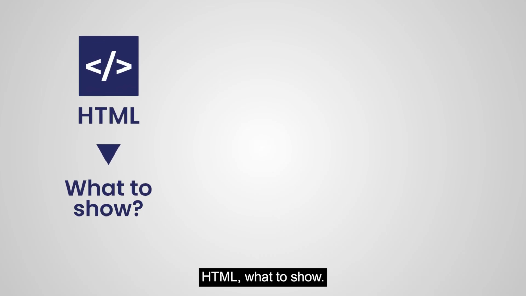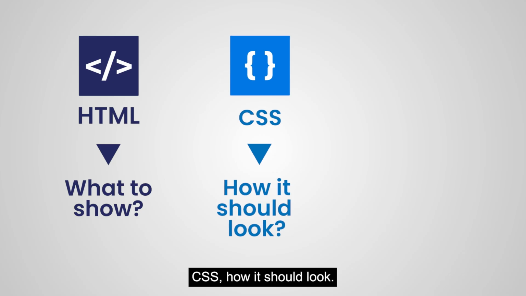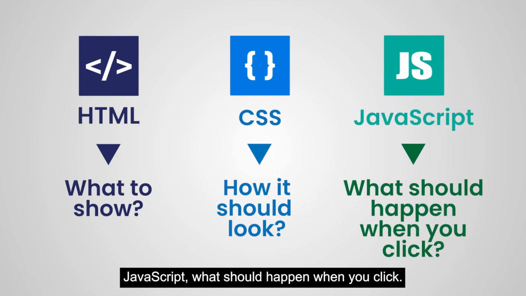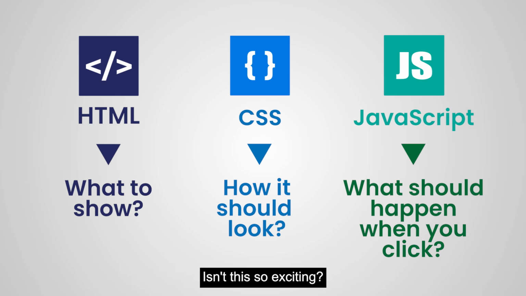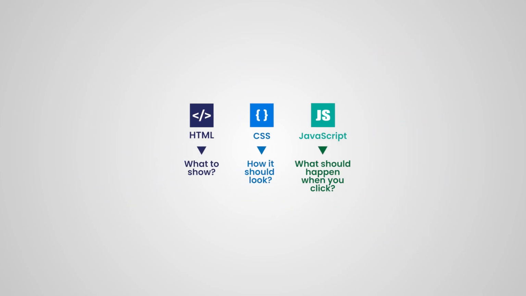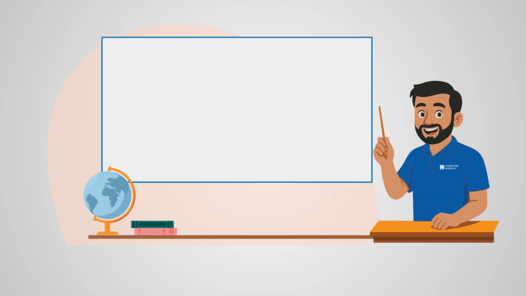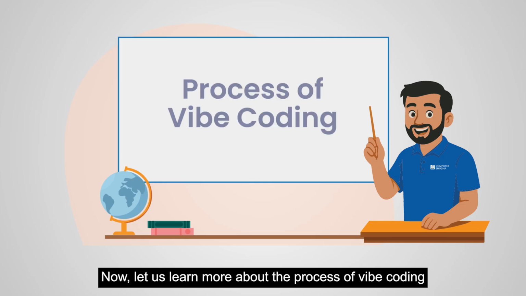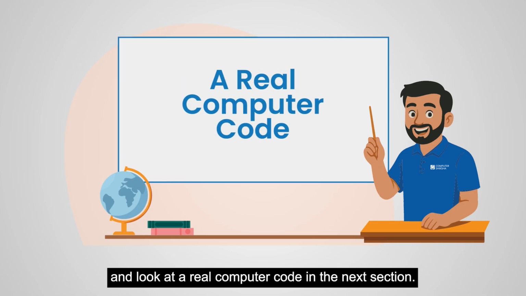Students, you don't need to remember everything right now. Just understand the idea. HTML, what to show. CSS, how it should look. JavaScript, what should happen when you click. Isn't this so exciting? Now, let us learn more about the process of vibe coding and look at a real computer code in the next section.